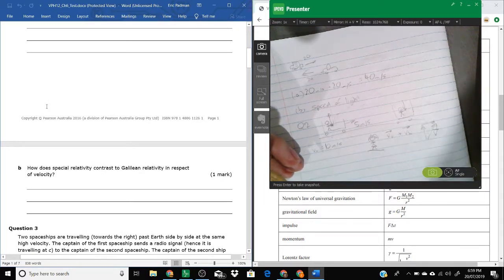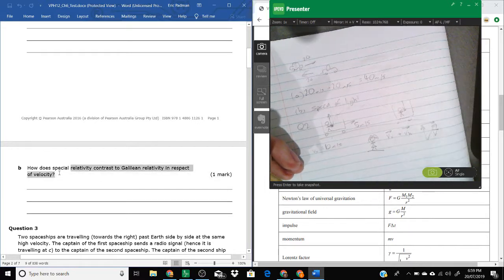So this part: how does special relativity contrast with Galilean relativity in respect to velocity? In special relativity, the speed of light is the same in all frames of reference, but according to Galilean relativity, the speed should vary with the frame of reference.